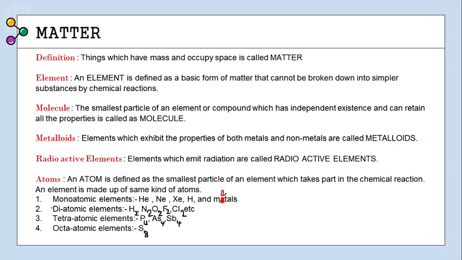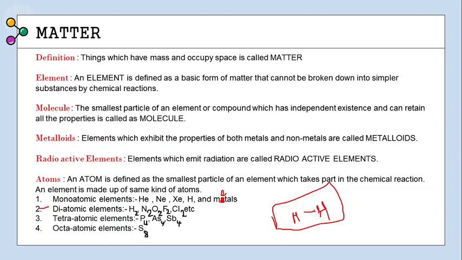Coming to the next one, diatomic elements. Di means two, so two atoms in one element makes it a diatomic element. Like H2, which has two hydrogens, H and H. The line between them is the bond between this hydrogen and this hydrogen. You'll learn about this bond in the upcoming chapters. Other examples are H2, N2, O2, F2, Cl2, etc. These are diatomic elements.